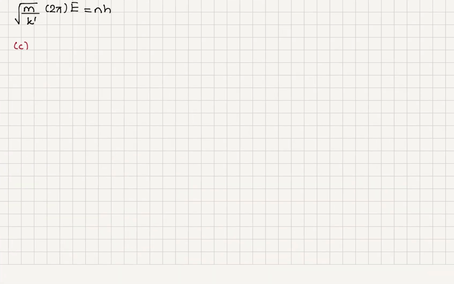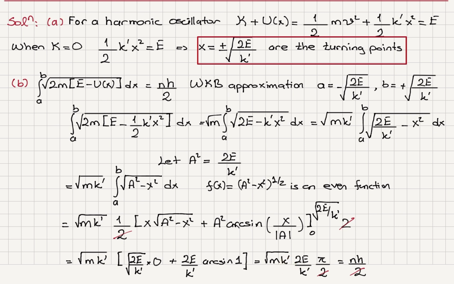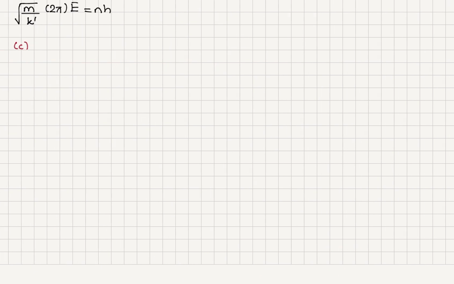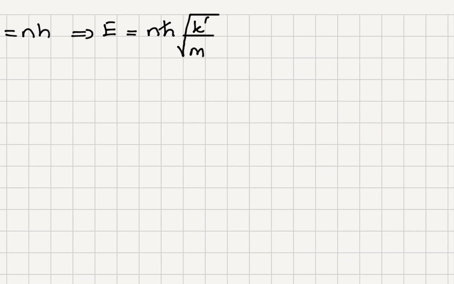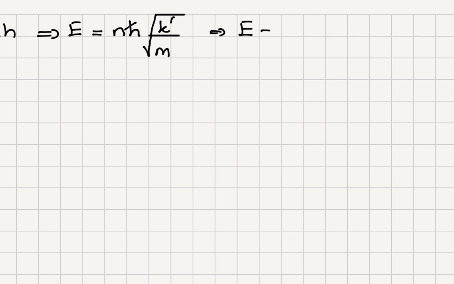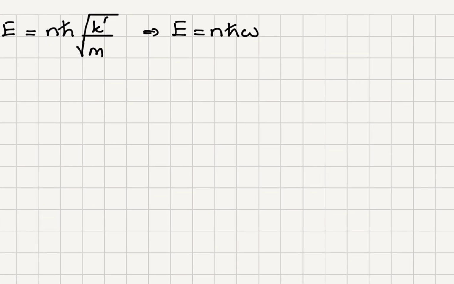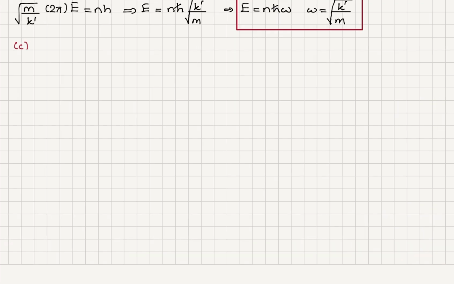So let's double check this here. I have square root k prime here and square root k prime squared here. So this is square root m over k prime. And here's my 2 pi times E is equal to n times h. So from here I can get the energy to be n h divided by 2 pi, which is h bar, square root k prime over m. This is my answer. And I note that this is in the form energy is equal to n h bar omega, where omega is square root k prime over m. So this is the final answer for the energy levels of the harmonic oscillator.